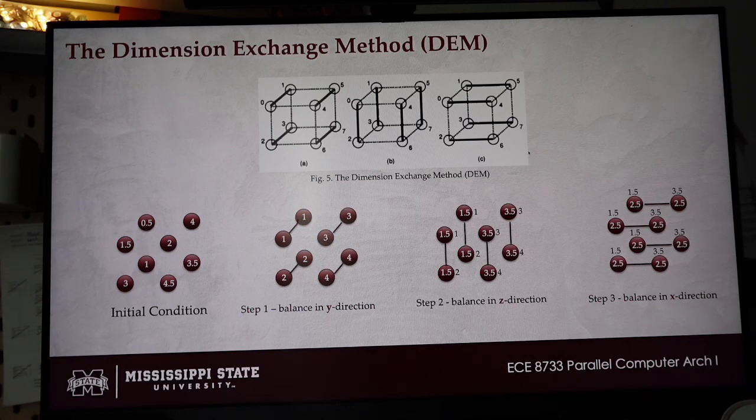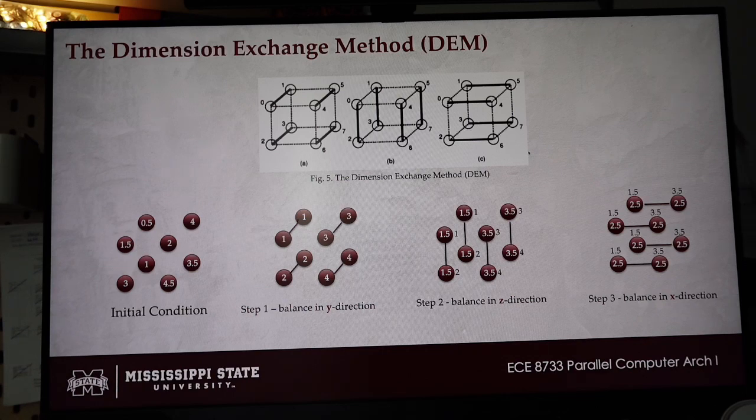As we can see in step 2, the balancing in the z direction, after they are balanced, all the left side numbers become 1.5 and the right side numbers become 3.5. So at this stage, 4 CPUs are balanced, and the other 4 CPUs are already balanced. Then we move to the next step, step 3.